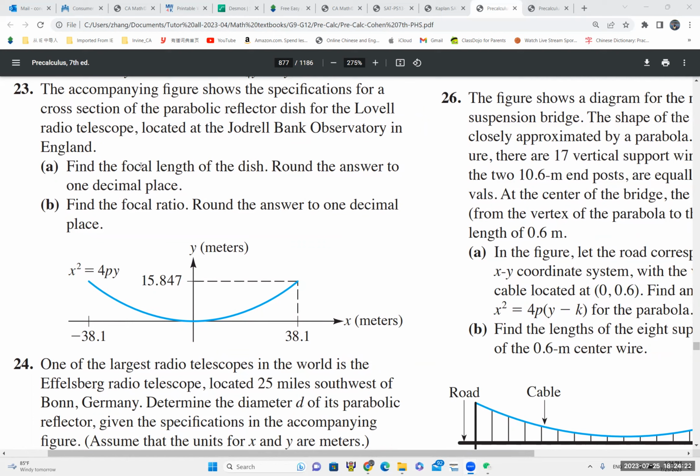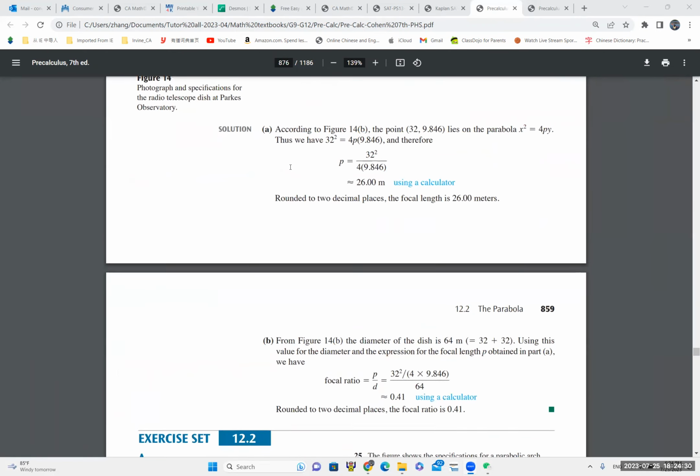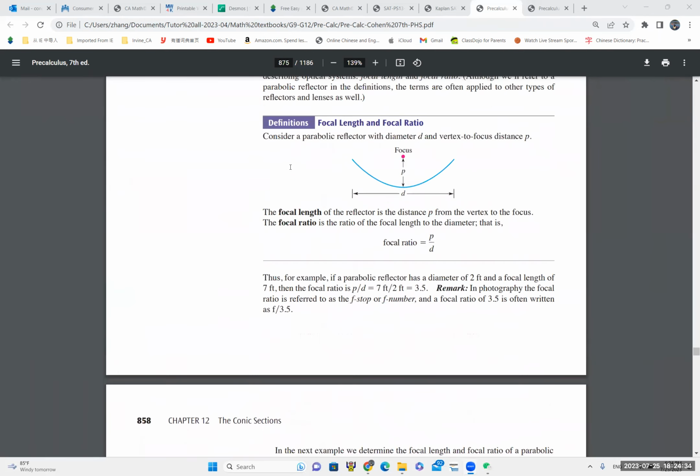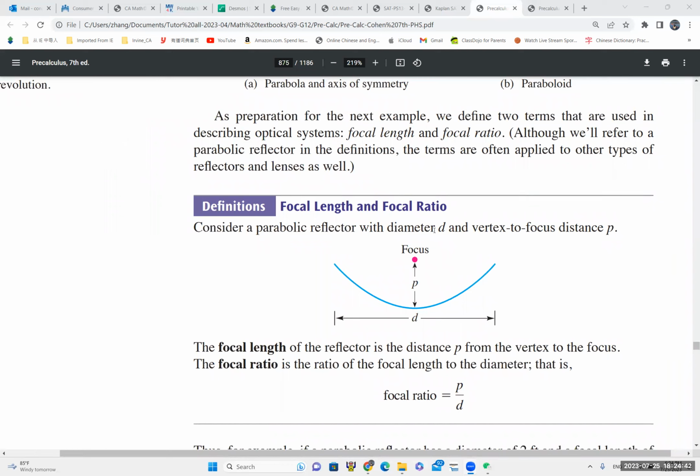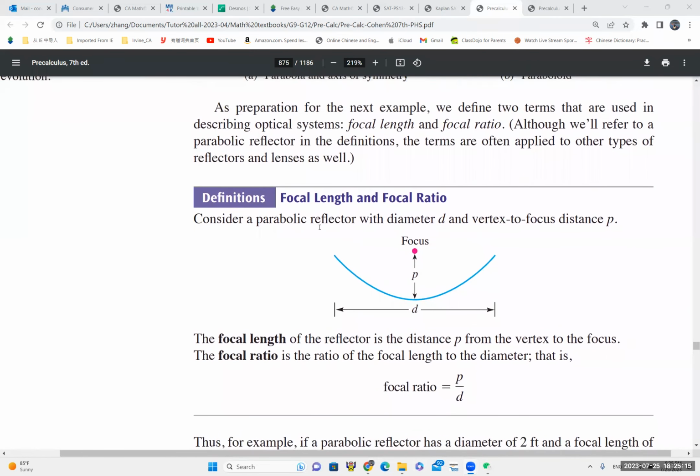Let's have some review of the focal length and the focal ratio. We saw it just now, right? Anyway, then we come back to 23. See here, diameter D and the vertex to focus distance P. The focal length of the reflector is the distance P from the vertex to the focus. The focal ratio is the ratio of the focal length P to the diameter. Okay. Are you guys okay with it now?